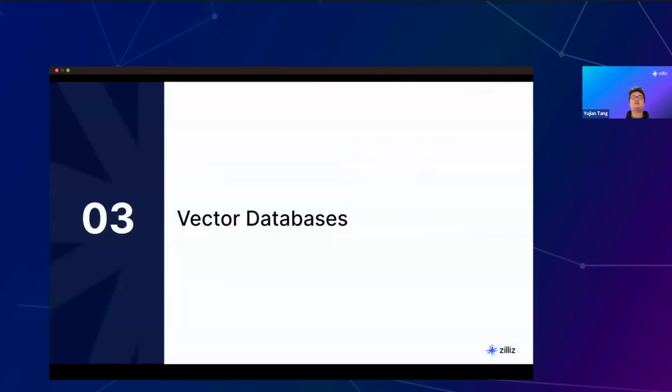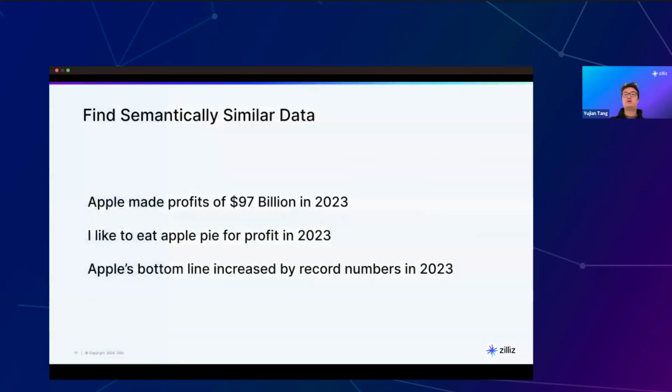Okay, so let's talk about vector databases. Vector databases are meant to find semantically similar data. So if I give you these 3 sentences: Apple made profits of 97 billion in 2023. I like to eat apple pie for profit in 2023. And Apple's bottom line increased by record numbers in 2023. And I asked you to find which 2 of these sentences are most alike.